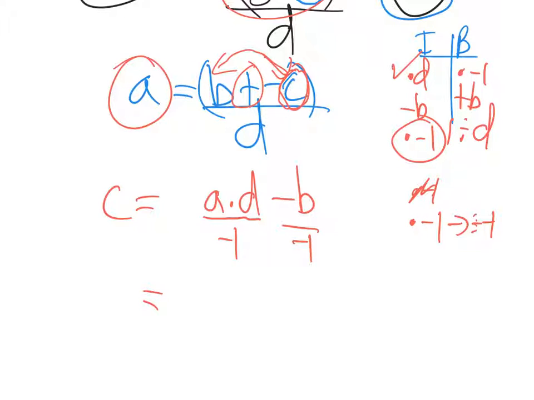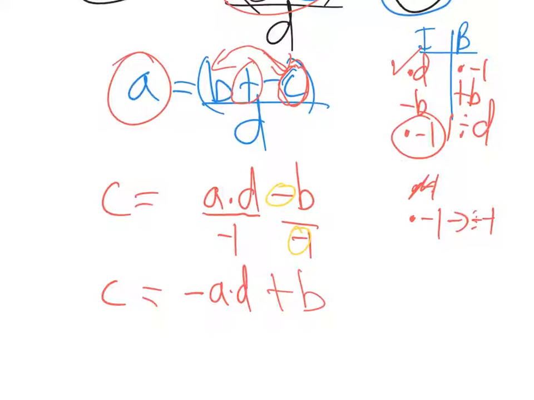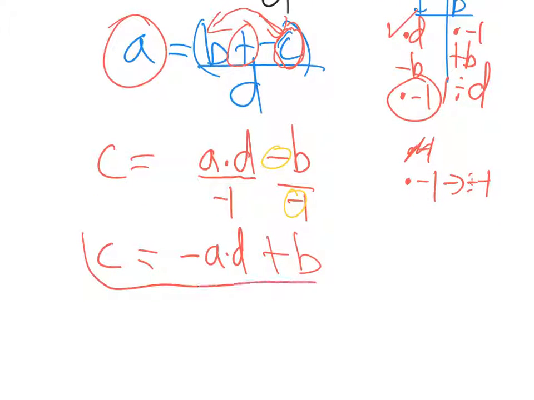Okay, so how do I rewrite that now, though? So I rewrite that as a times d divided by negative 1 is just negative a times d, and a negative divided by a negative is a positive, so it's going to be plus b. Okay, and that is your final answer. That's a pretty tough one.